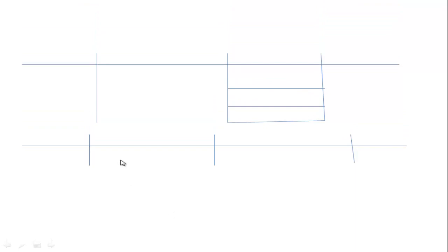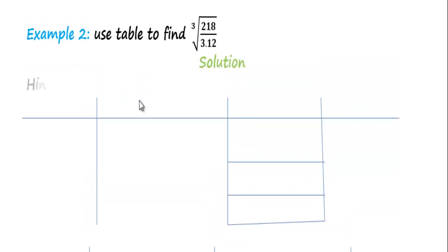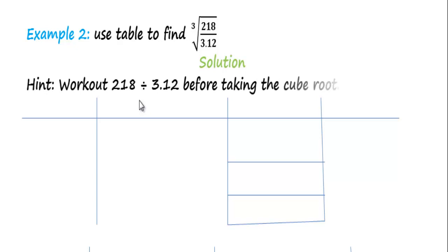Now let's move on. Now example 2. Use this table to find the cube root of 218 divided by 3.12. So let's move on. Solution. The hint is this: work out 218 divided by 3.12 before taking the cube root. Are you following? Now let's move on.